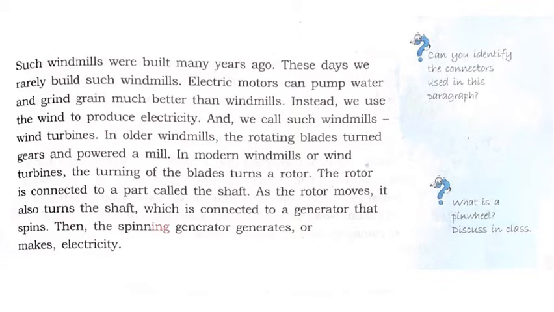In older windmills, the rotating blades turned gears and powered a mill. In modern windmills or wind turbines, the turning of the blade turns a rotor. The rotor is connected to a part called the shaft. As the rotor moves, it also turns the shaft, which is connected to a generator that spins. Then, the spinning generator generates or makes electricity.